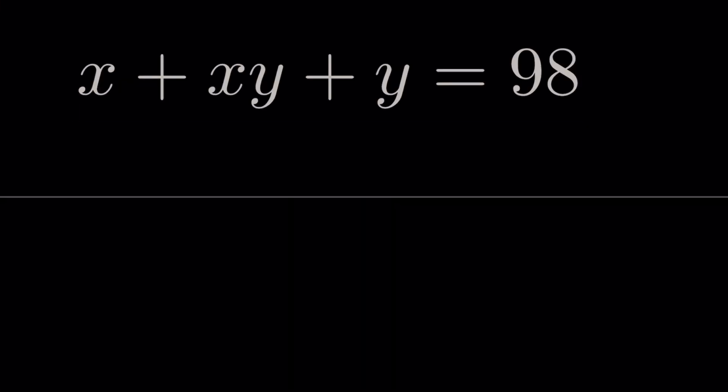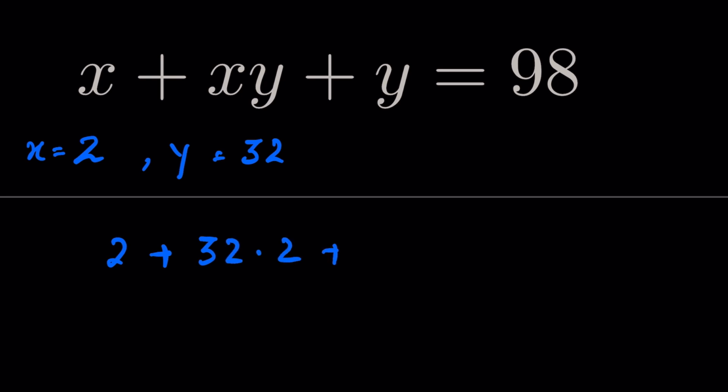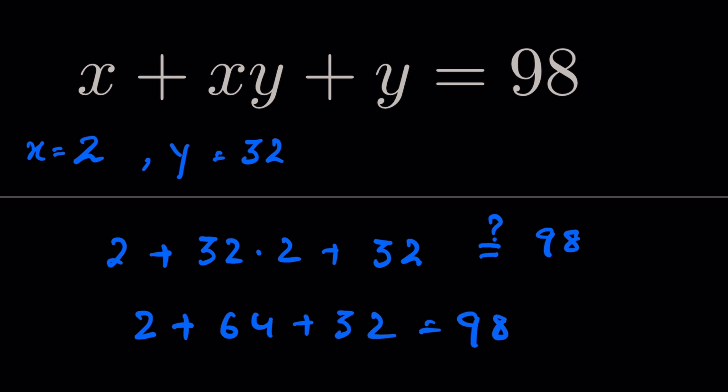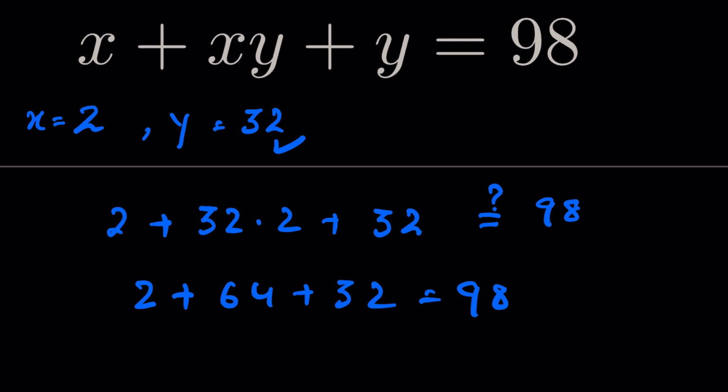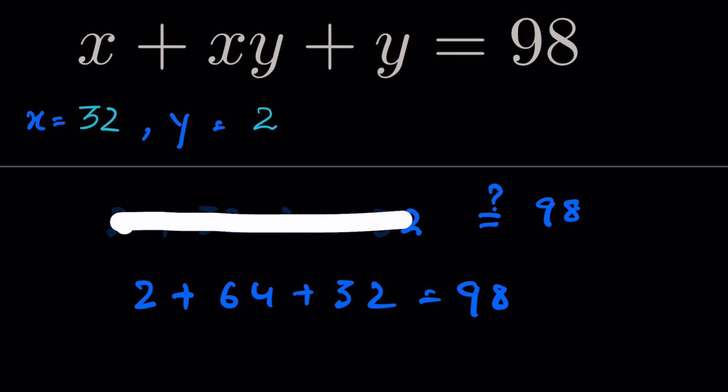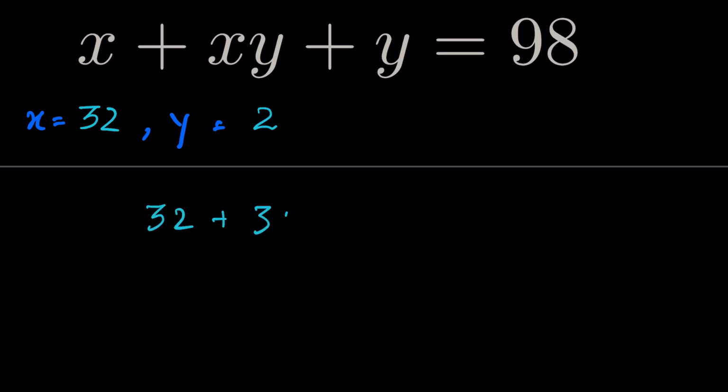We can check the solutions. When we take x as 2 and y is 32, then we have 2 plus 32 plus 2 times 32. Check whether it is equal to 98. 2 plus 64 plus 32 is equal to 98. So this solution is verified. Vice versa, when you take x is equal to 32 and y is equal to 2, in that case we have 32 plus 32 times 2 plus 2, again equal to 98.